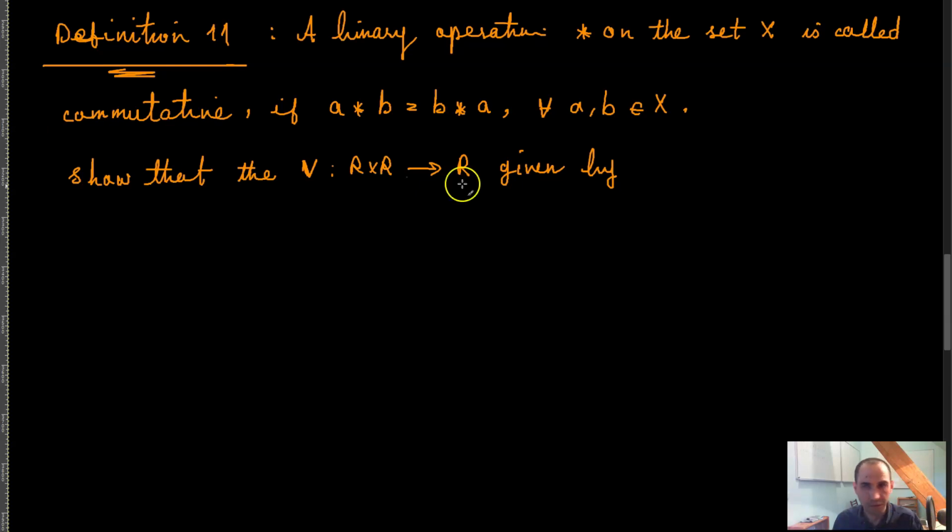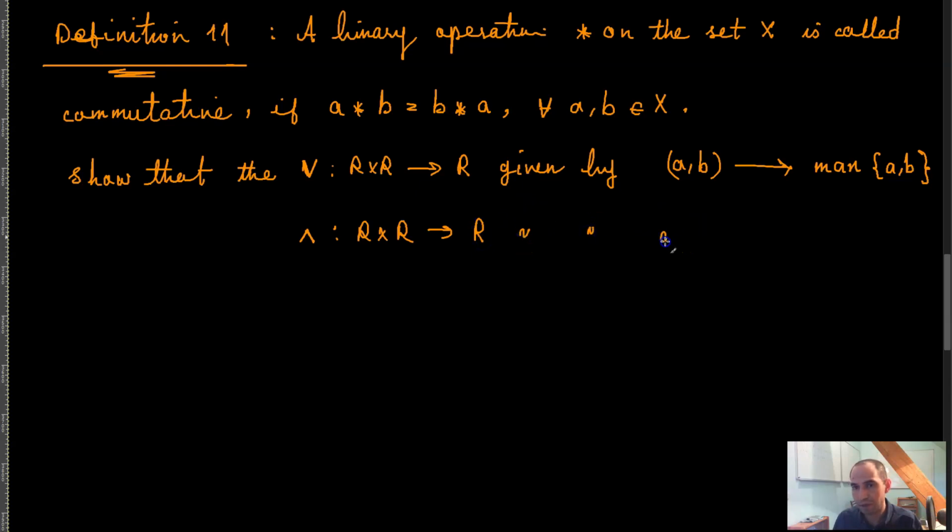There is no problem with that. Given by A comma B, meaning that this is your domain, and then that goes into the max of A and B, right? And then we also have this notation over here, which means the minimum, from R times R, which is the Cartesian product of R and R, into R, given by A comma B going to the minimum of A comma B, right? You want to show that these are binary operations.